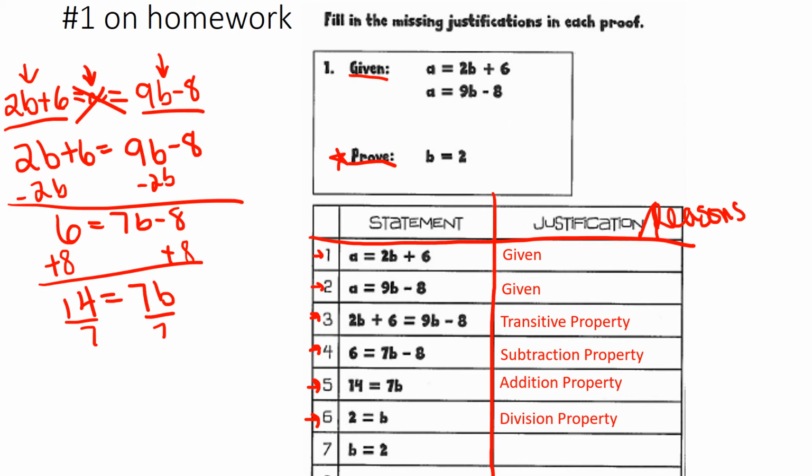And this is something that you guys might think is tedious, but from step 6 to 7, they did the symmetric property because they want this statement to read exactly like the proof statement, even in the order. So they just switch the 2 and b around, and we know that b is equal to 2 because of the symmetric property. So please get those practice problems done.